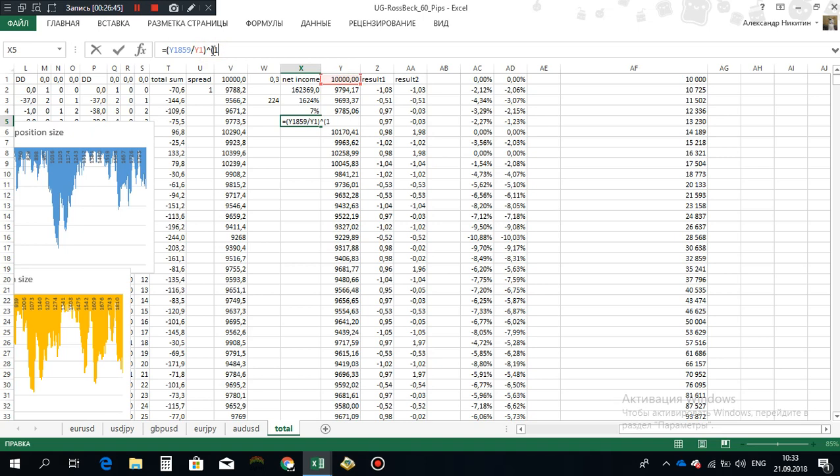And then we should raise it to the power of 1 divided by how many months we have. We have 224 months. And of course we then should subtract 1.